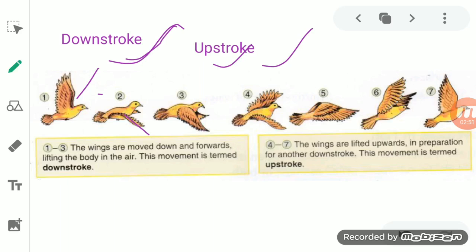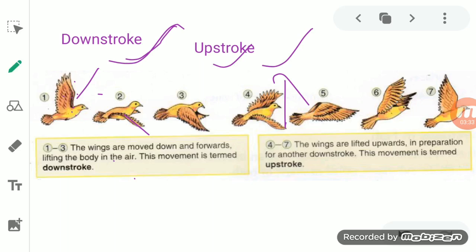So you see here in the downstroke, this is the wing. At first, the wing was upward. Finally, when it starts moving down, the air present here is pushed by the wing downward, and this air is pushed not only down but also in the backward direction, due to which the pushed air makes the bird move upward again, and not only upward but in the forward direction too.